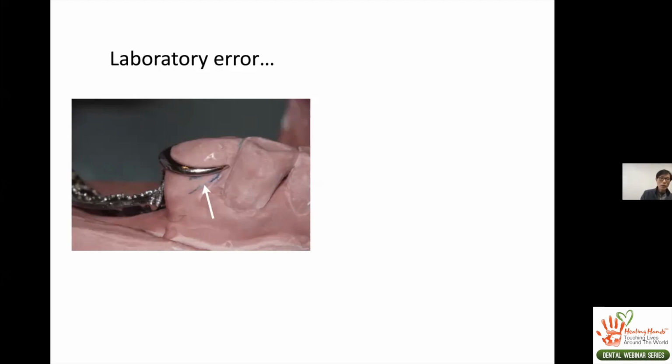This is one case where we prepared an undercut on the mesiofacial so that the circumferential retainer goes into the undercut.